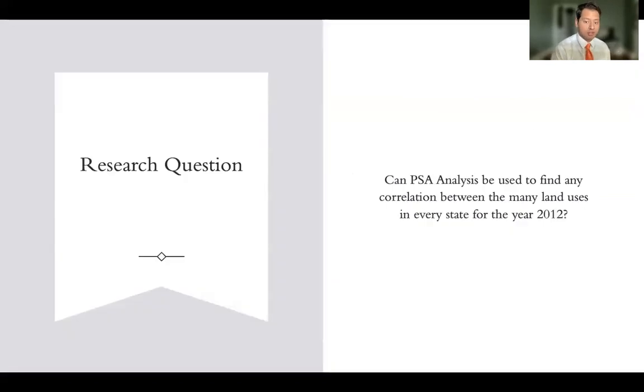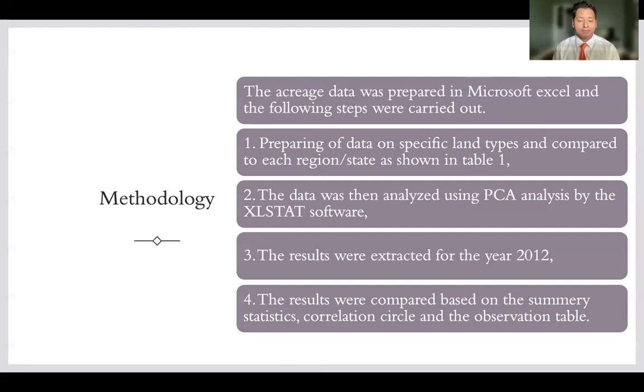So the question is, can PCA analysis be used to find any correlation between the many land uses in every state for the year 2012? So the data was taken and placed in an Excel sheet prepared by specifying the land types of every state, and that data was then placed in Excel statistic to run the PCA analysis for the year 2012. And the results were compared based on the summary statistics, correlation circle, and the observation table, which we will see in a moment.